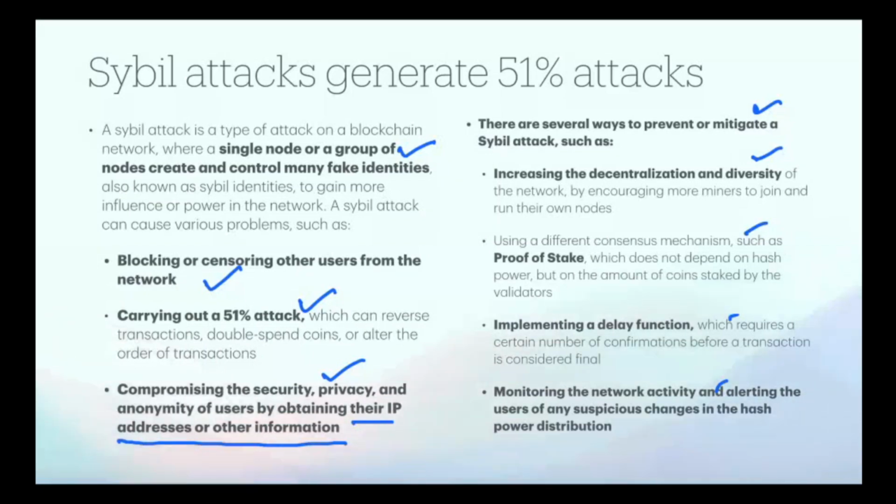So these are the different attacks, and the prevention mechanism is again proof of stake, implementing a delay function, then monitoring the network and increasing the decentralization. So this is what is done for Sybil attacks.